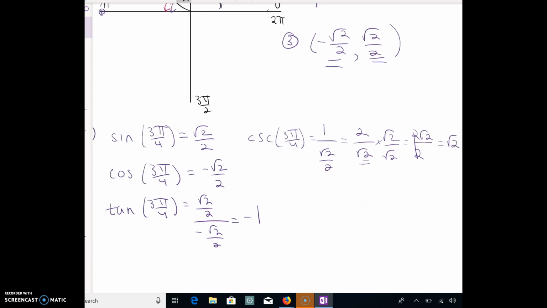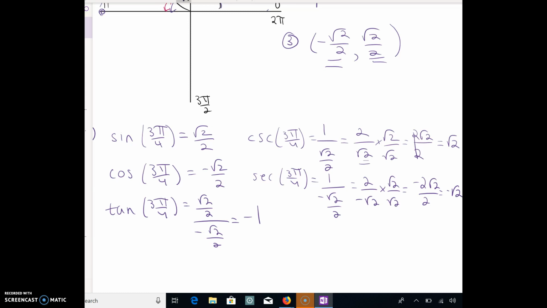Let's look for the secant of 3 pi over 4. The secant of 3 pi over 4 is 1 divided by the x value. So it's 1 divided by negative square root of 2 over 2. We're pretty much going to do the same thing that we just did before. Let's rationalize it. We get negative 2 square root of 2 over 2, which is equal to negative square root of 2. So the secant of 3 pi over 4 is exactly equal to negative square root of 2.